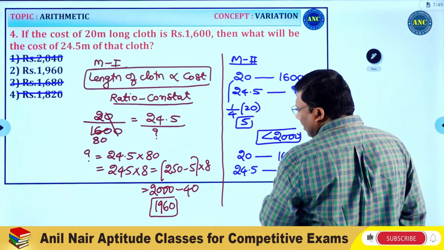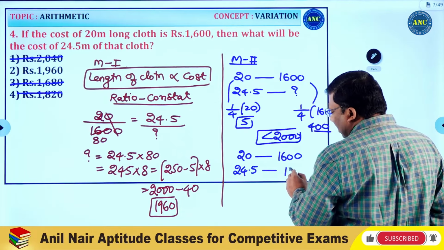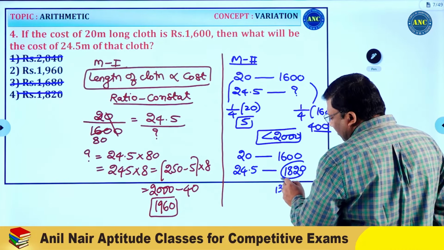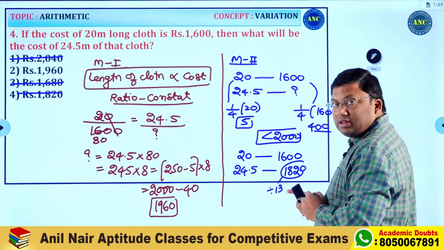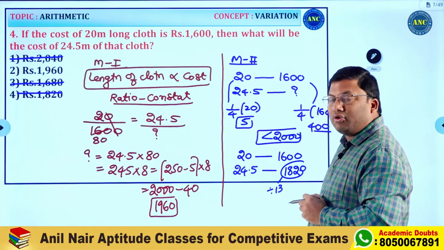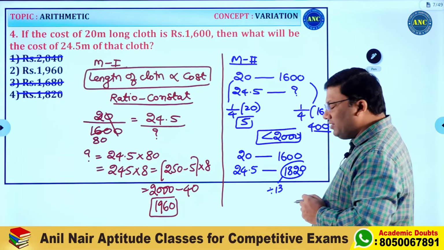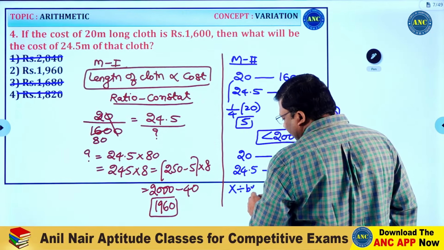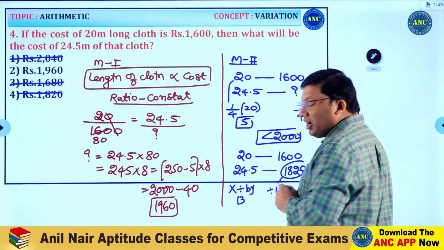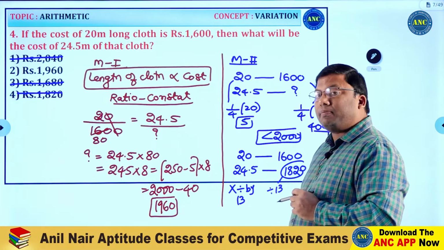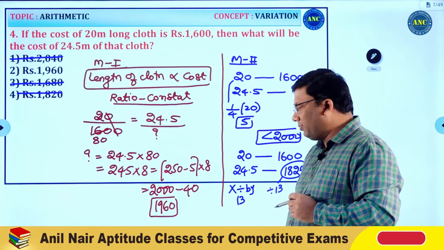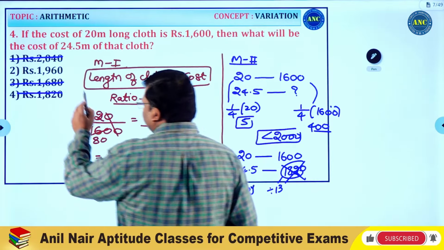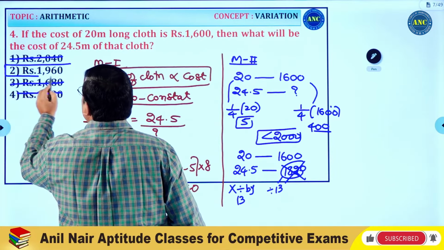24.5. If I take the answer as 1820, 1820 is divisible by 13. 13 ones are 13, 13 fours are 52. Right hand side is divisible by 13, left hand side none of the numbers are divisible by 13. 20 is not divisible by 13, 24.5 is also not divisible by 13. That means it cannot be the answer.